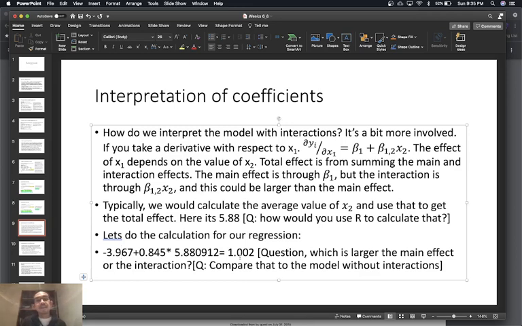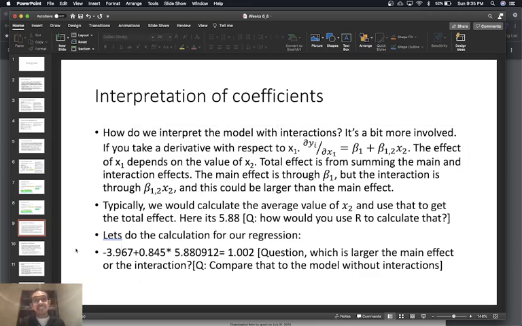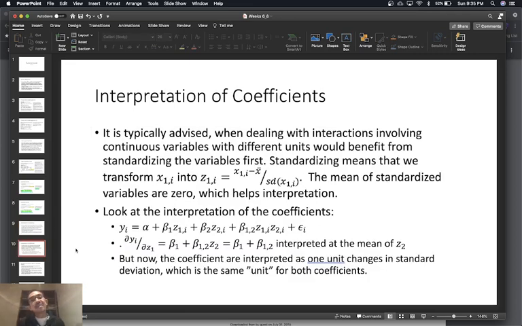Question, which is larger, the main effect or the interaction? Okay, so it should be obvious, right? If the main effect is negative, but when you add it, it becomes positive, clearly you know what's larger, right? It changes sign. Okay, so it's typically advised when dealing with interactions with different units, it would benefit from standardizing the variables first.